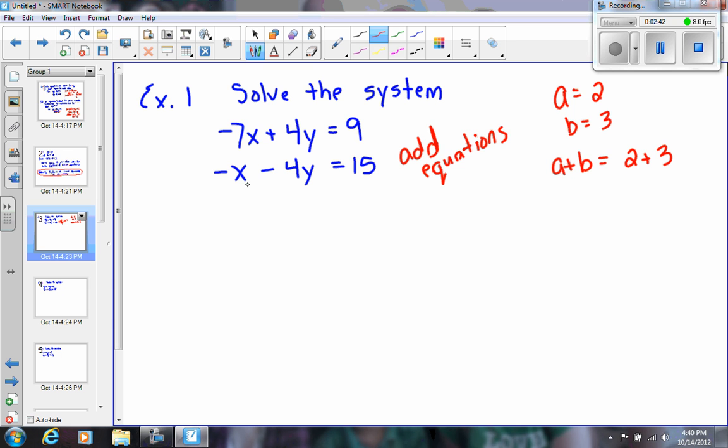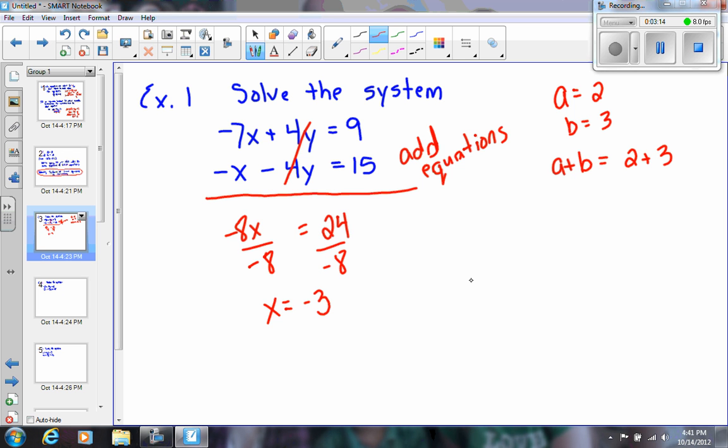And when I do that, negative 7x minus x, or plus a negative x, is negative 8x. Positive 4y minus 4y. Well, those cancel. 9 plus 15 is 24. Wow. The y is gone. It's been eliminated, thus the name elimination method. So now I have negative 8x equals 24. So when I divide by negative 8, I get x equals negative 3. Well, that was rather painless. So my first solution is really easy.